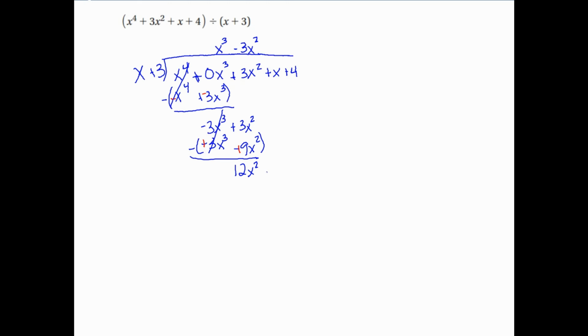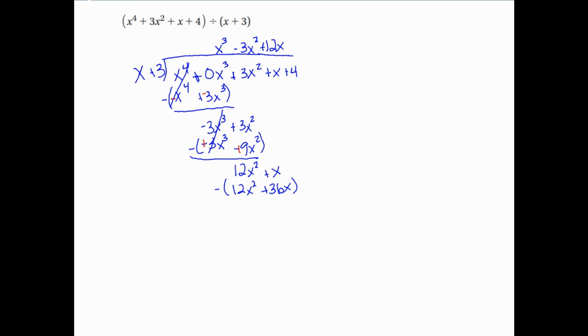Bring down the x next, so plus x. And then x times what gets me 12x squared, so x times 12x. So positive 12x. This is shaping up really nicely. So x times 12x is going to be 12x squared. Excellent. Then 12x times 3, that's going to get me 12, 24, 36x. So positive 36x.